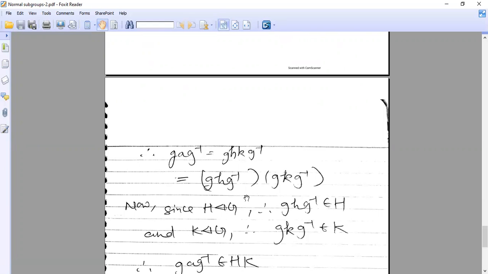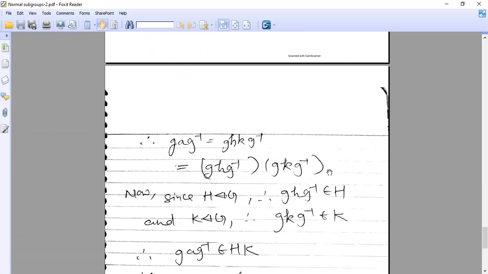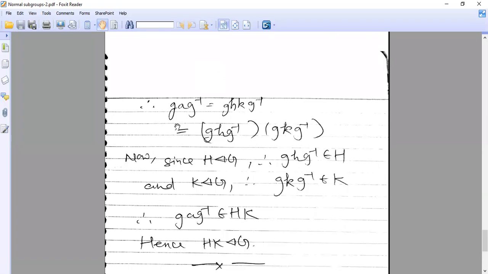So this part belongs to H and this part belongs to K. That means this whole thing belongs to HK by the definition of HK. So this gag inverse belongs to HK, and hence HK is a normal subgroup of G. This is the condition for normalcy. So HK is a normal subgroup of G.